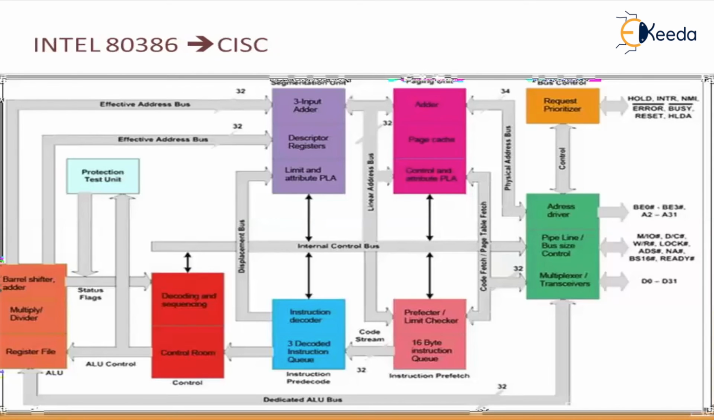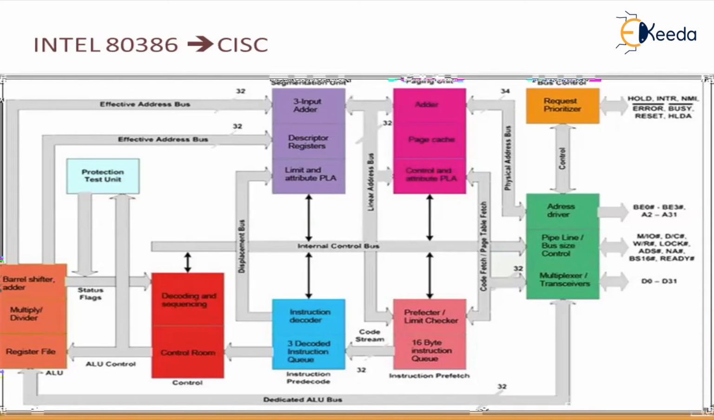Now this is the architecture of Intel 8036 CISC. Here again you have the different status flags. When you say status flag, it is the address flag, data flag, and the control flag. Now you have a 3 input adder, you have the descriptor registers, you have limit and attribute PLA, you have the different ALUs that are connected.